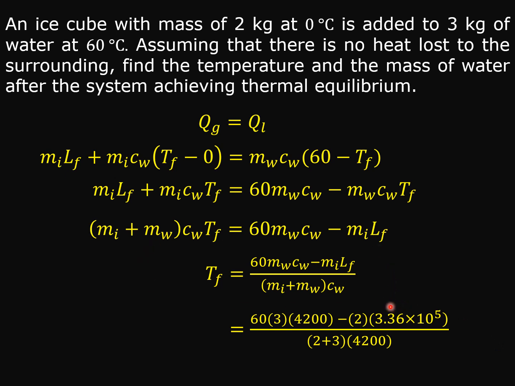After we have this TF as the subject, it is now time to substitute a value for all the symbols at the right hand side. So MW is the mass of the water, which is 3 kg. CW is 4,200 for the specific heat capacity. Mi is the mass of the ice cube, which is 2 kg. LF is the specific latent heat of fusion, which is 3.36 times 10 to the power 5. And this Mi plus MW then is 2 plus 3.